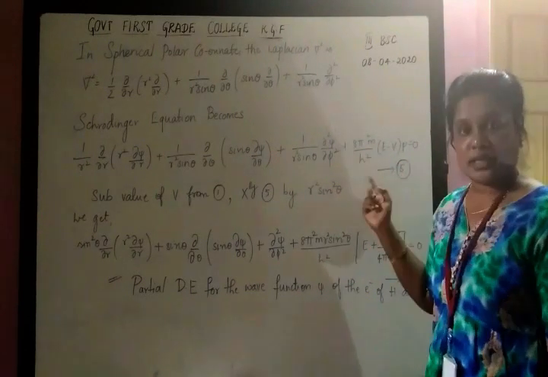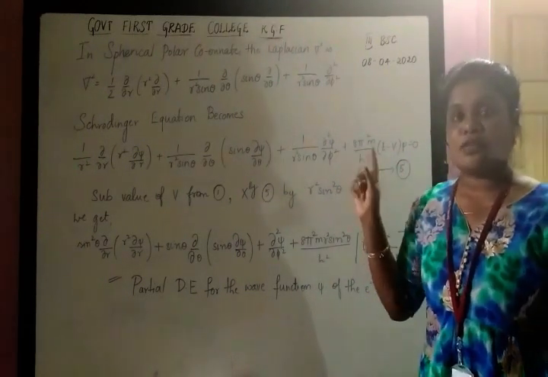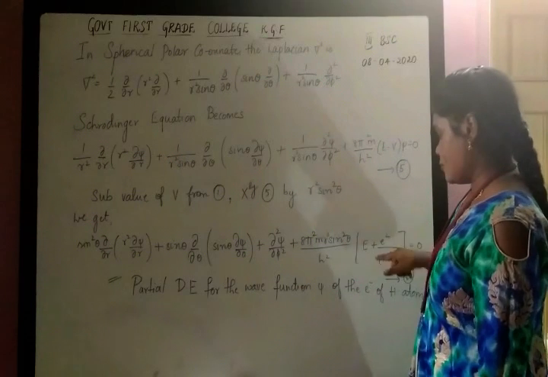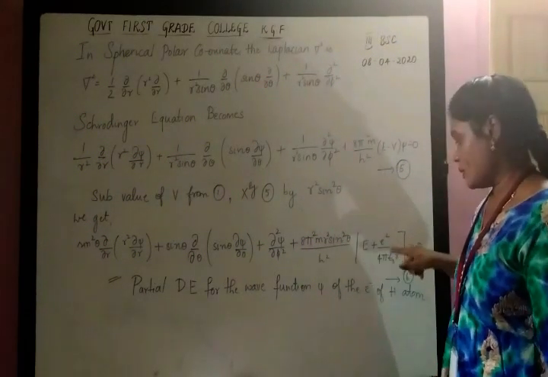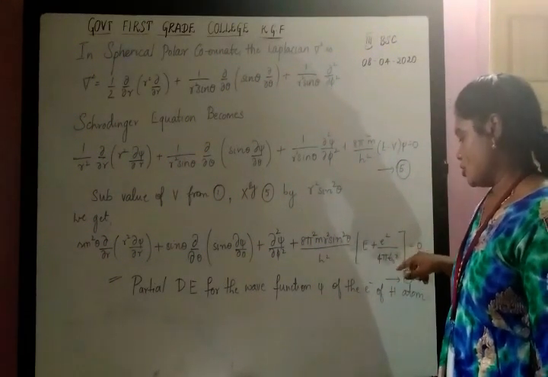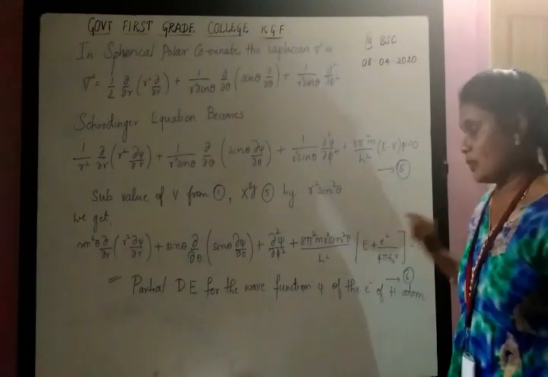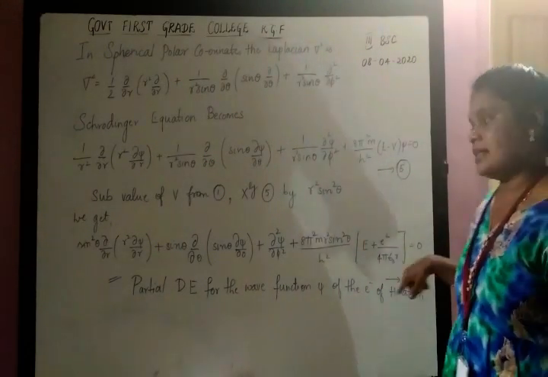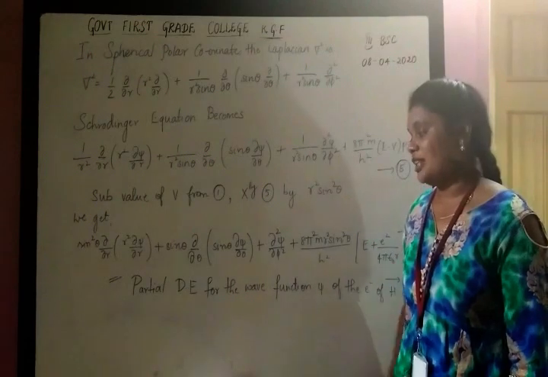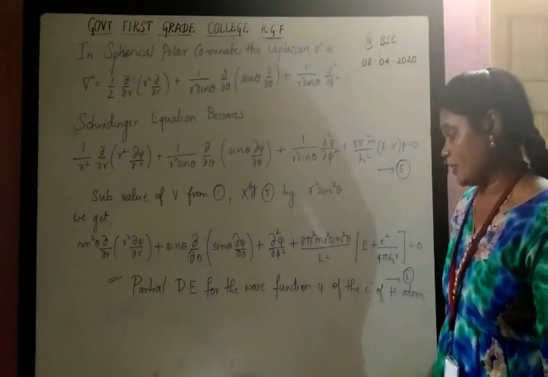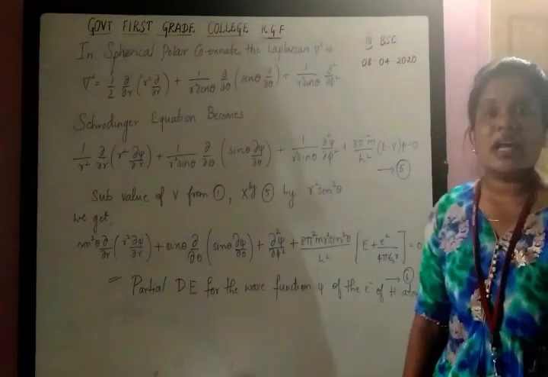Minus into minus. We have in the first equation minus e, so minus into minus becomes plus, and it becomes e square divided by 4 pi epsilon naught r is equal to 0. Let us consider this equation as 6. This is called a partial differential equation for the wave function psi of the electron of the hydrogen atom.